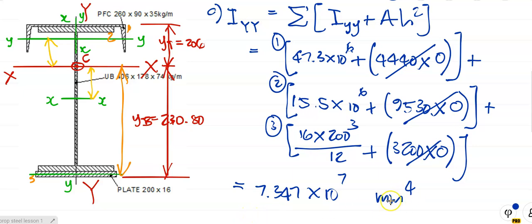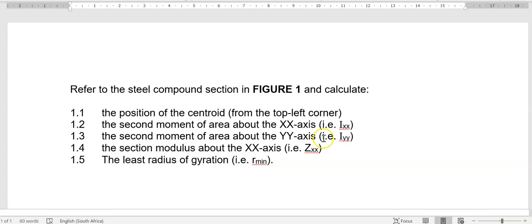If you leave out the units, I take off a mark. The answer is not 7.347. It's 7.347 times 10 to the power 7. It's a massive number, millimeters to the fourth. So that's the second moment of area about the y-axis. So we've now answered that question.